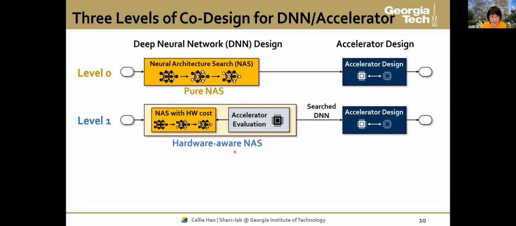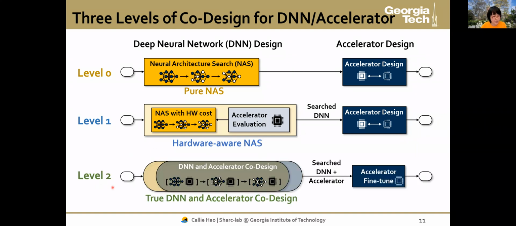So we call it hardware awareness. During this hardware awareness, when we are doing the NAS, we have something in mind, hardware cost. This is based on an accelerator evaluation: we have a model and we want to estimate how good or how bad it performs on the real hardware. Based on this guidance, we may come up with a searched DNN, and then eventually we still need to build the accelerator, because we didn't design that. We just have an estimation evaluation. So this is level one. And of course, things can still go wrong, in that the estimation can be not accurate.